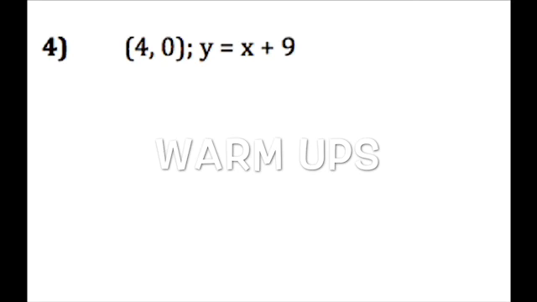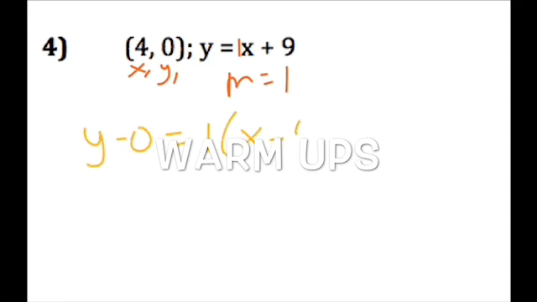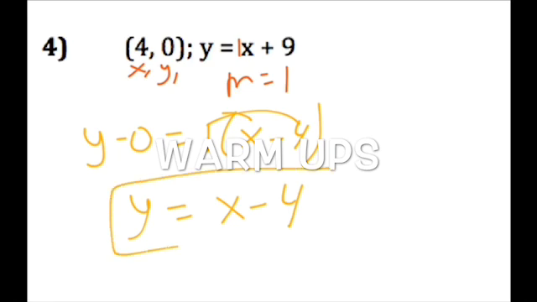Okay, so for number 4, the slope of this one is 1, so that's what we're going to use, m equals 1. So we're going to go ahead and plug this in. Y subtract 0 equals 1 times x subtract 4. Now y minus 0 is just y equals, and when I distribute this 1 through, I just get x minus 4. So there's our answer for number 4.